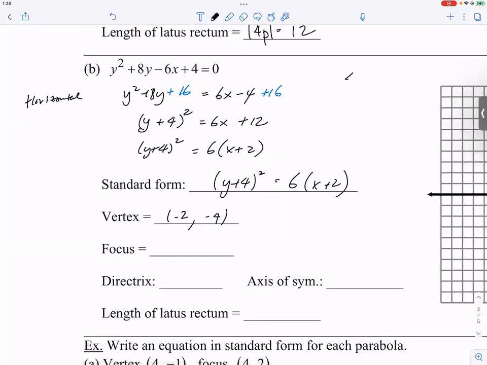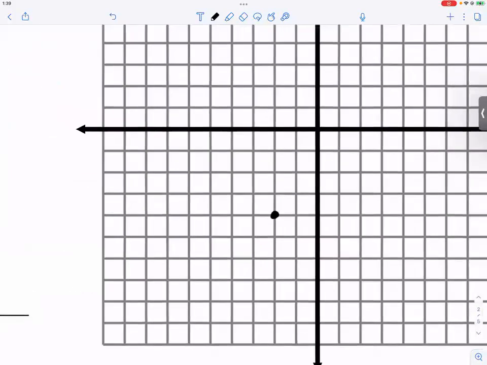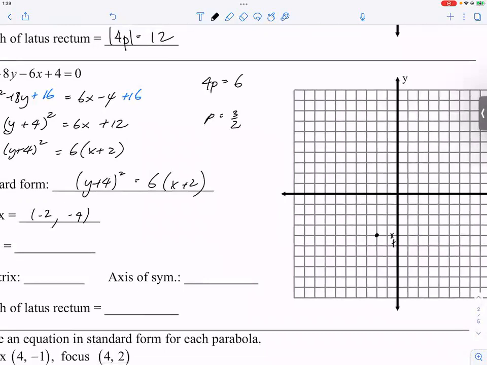And what's 4p here? Well, 4p is 6, so p is 3/2. So let's go ahead and plot our vertex. And since we know the p-value, 1.5 units away, it's here. And we know it's to the right-hand side because 4p is 6. That means it's opening to the right. Okay, p is positive, so it's opening to the right.